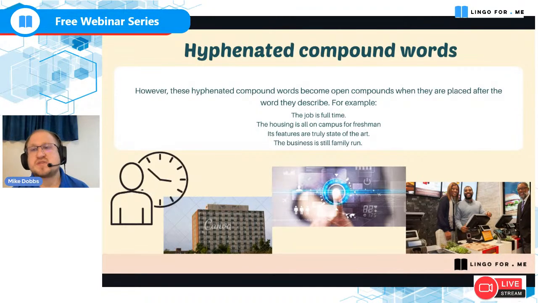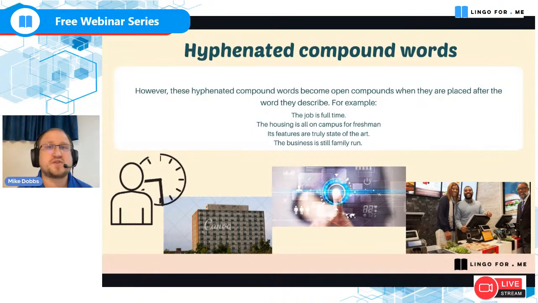We also have the housing is all on campus for freshmen, and a freshman is just a first-year student of college or university. So it's all on campus. That means that they have to stay on campus. You'll see that at a lot of universities in the United States, where if you're a first-year student or a freshman, you have to stay with other students. That just helps you get used to the campus, get to know your surroundings, where things are located, and you get to meet other people. So it was on-campus housing, and on-campus is the adjective describing campus, the noun.